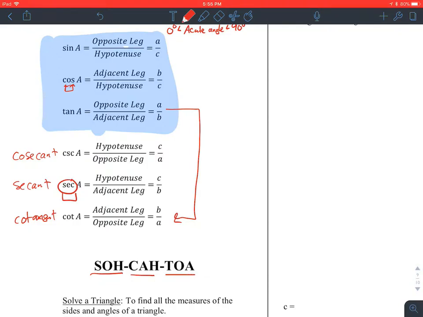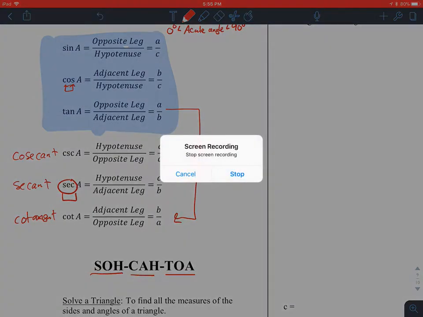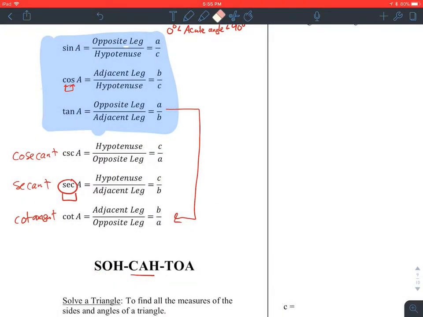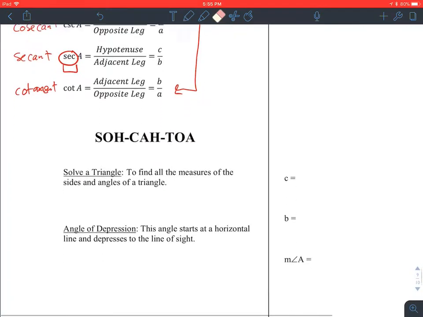SOH CAH TOA. What this acronym is for: SOH, sine, opposite leg, hypotenuse. Cosine, adjacent leg, hypotenuse. Tangent, opposite leg, adjacent leg. That's what that's for. It's a mnemonic device.